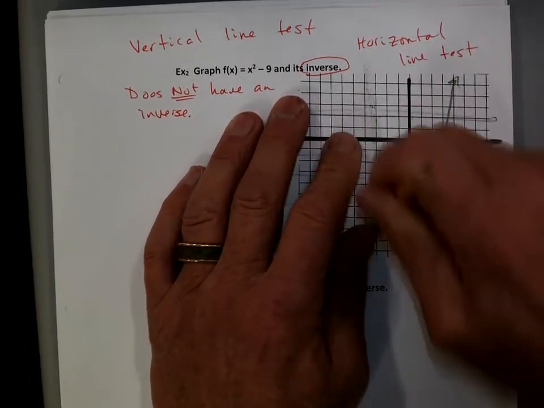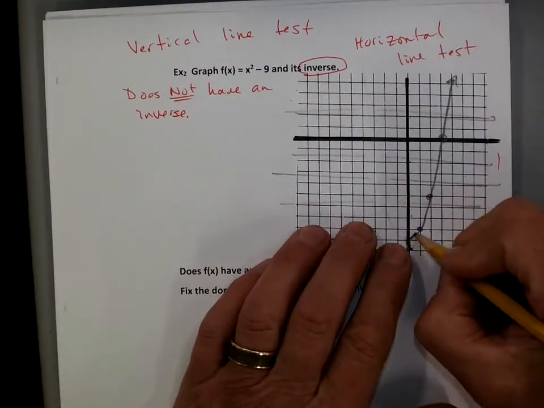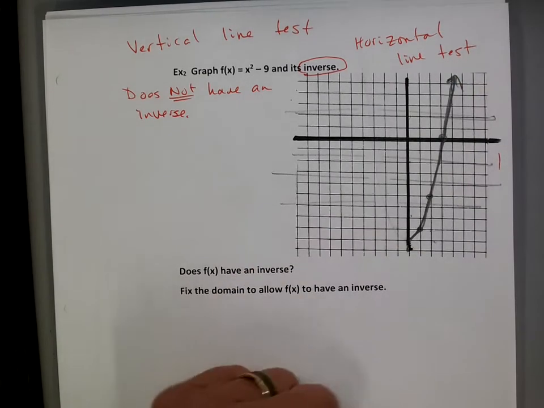Erase this back half. Okay, there you go. Now all I have is this part of the graph. Now, hey, this is a math class. You just can't erase things. You have to make a statement.